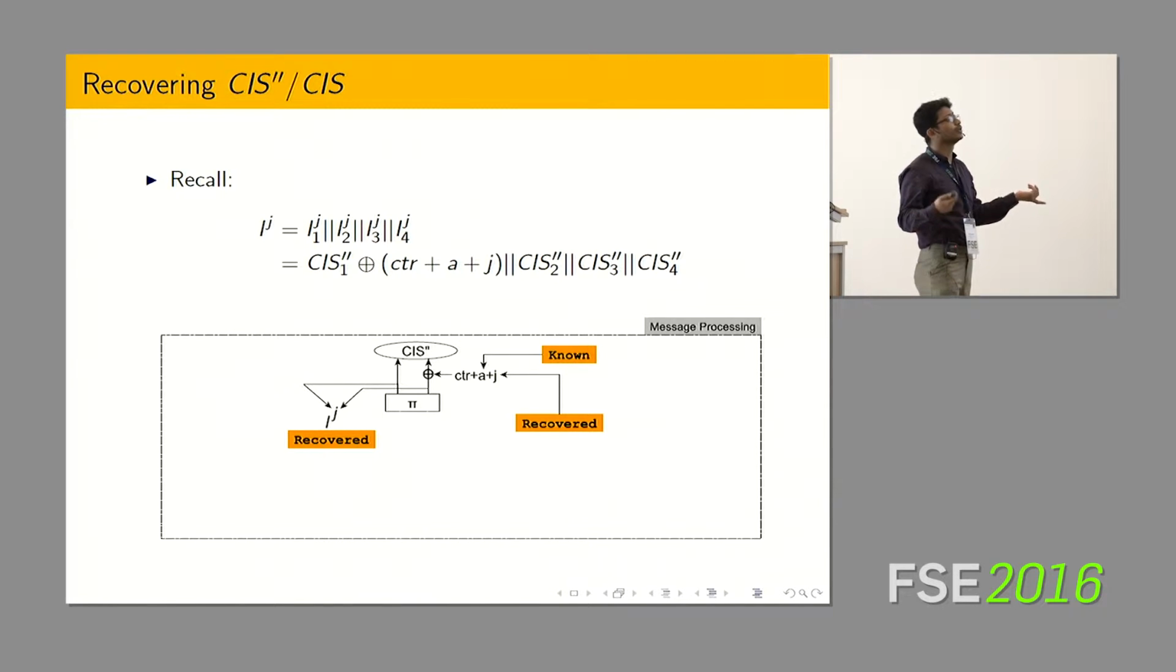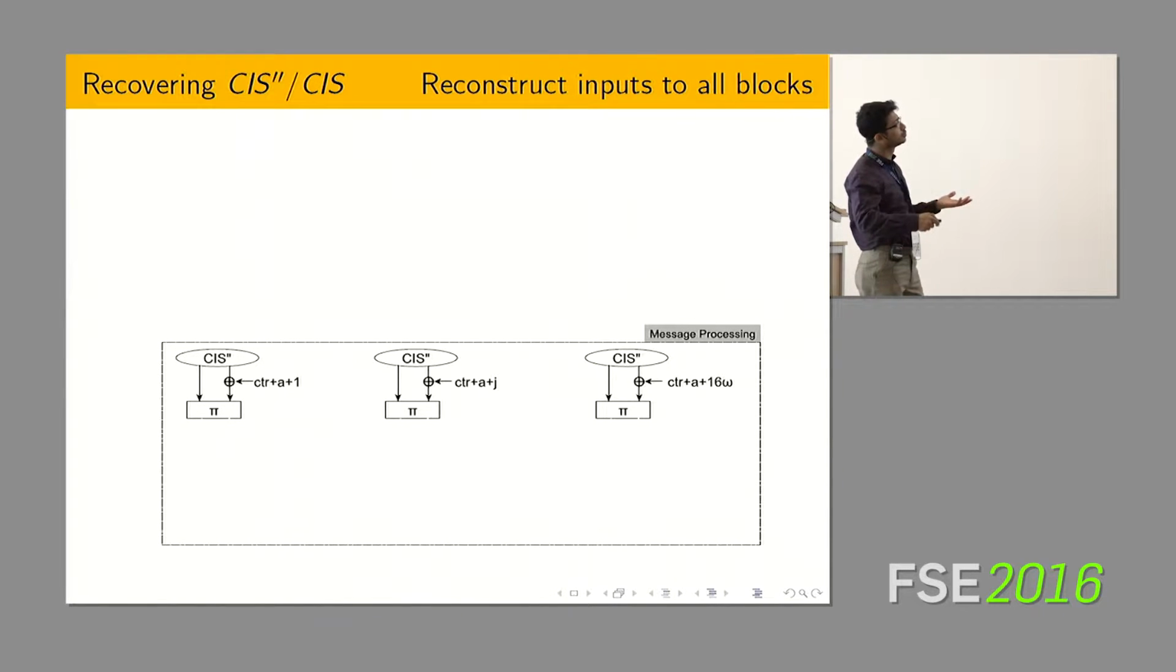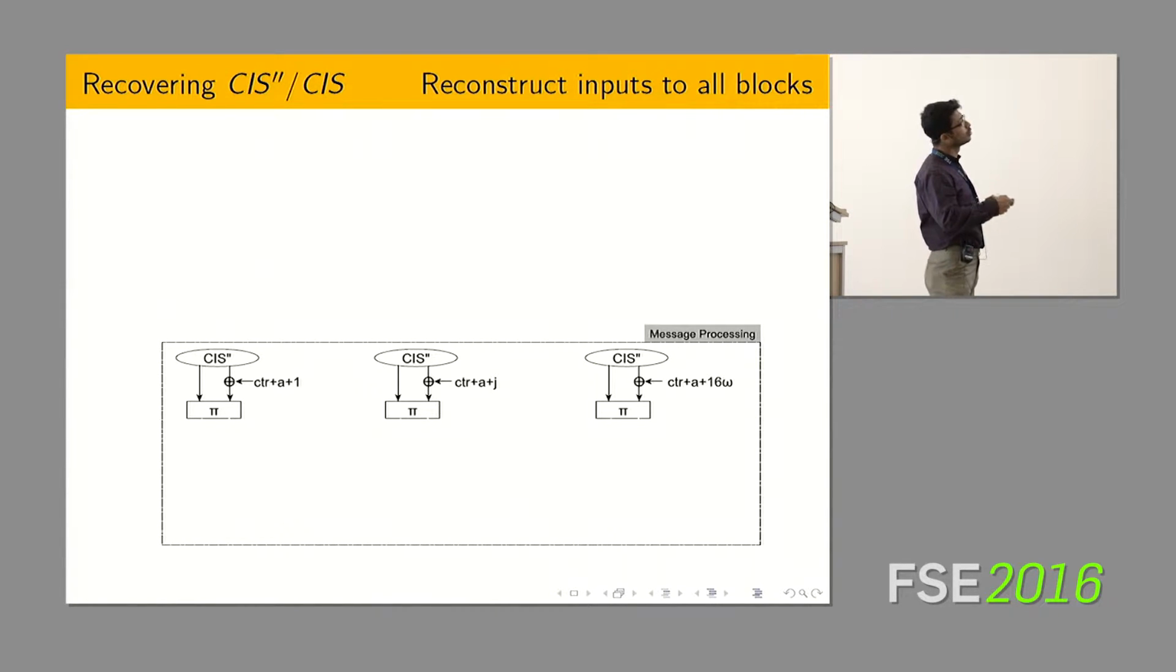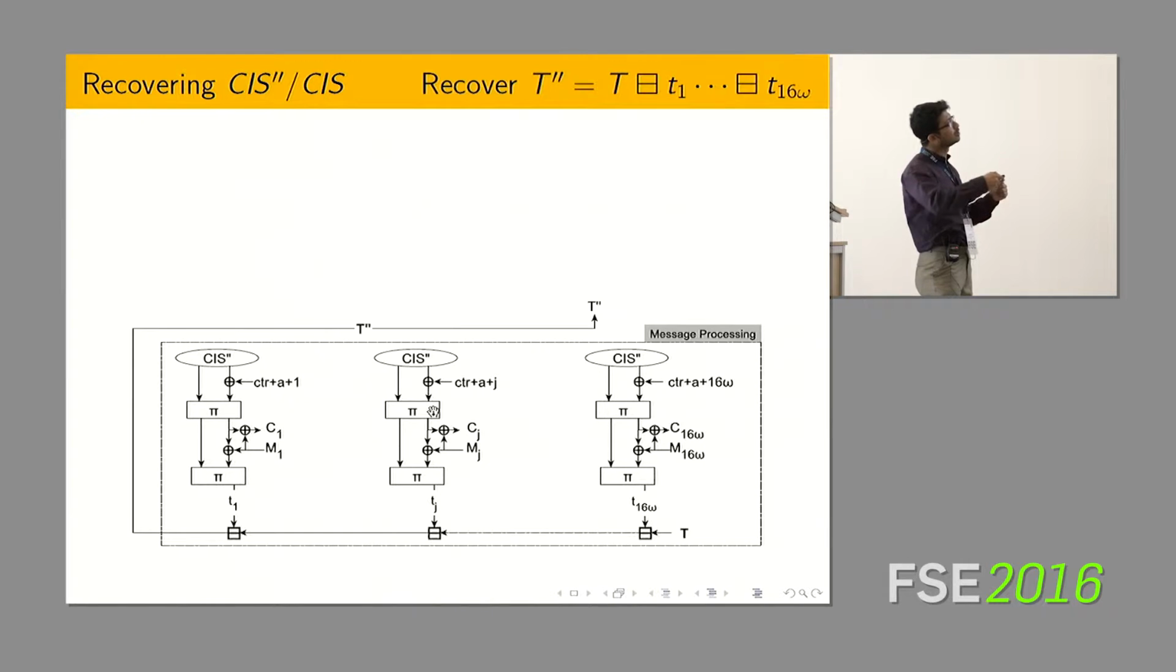What do we do? We guess the counter value. Once the counter value is guessed, we can reconstruct all the inputs, because now there's nothing unknown anymore. So we reconstruct all the inputs. We simulate the tag computation in the forward direction. We have these intermediate tags. We now just go in the backward direction, recomputing the tags, and we get the value of T double prime.